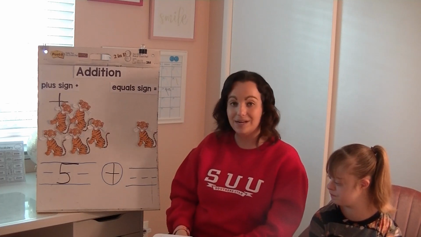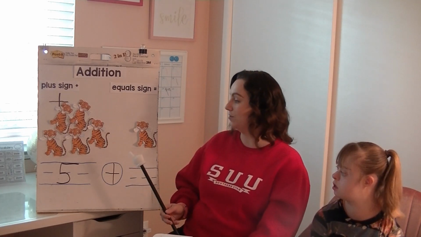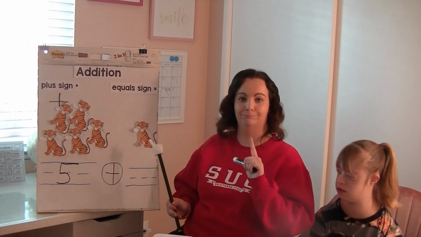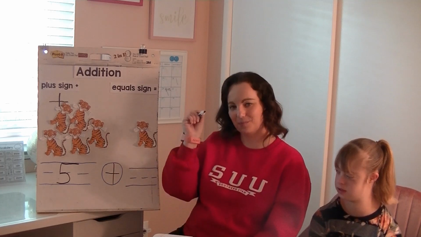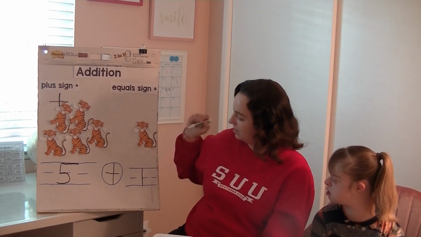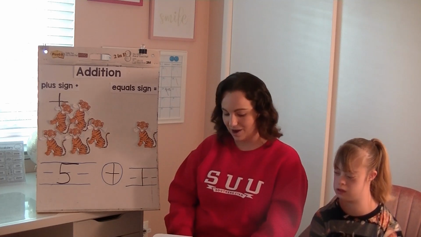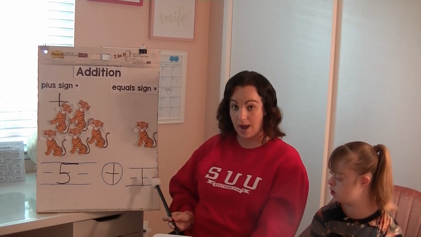Let's see how many are in this group here. Ready, set, count with me. 1. How many are in this group? I take 1. So I'm going to take my writing tool and write that there's only 1 tiger right here. So now I have my addition, 5 plus 1.